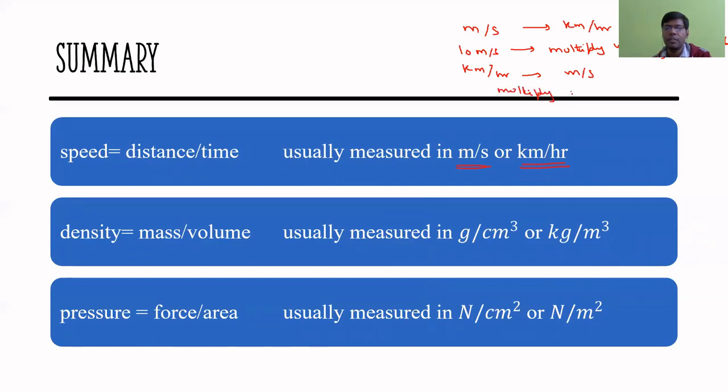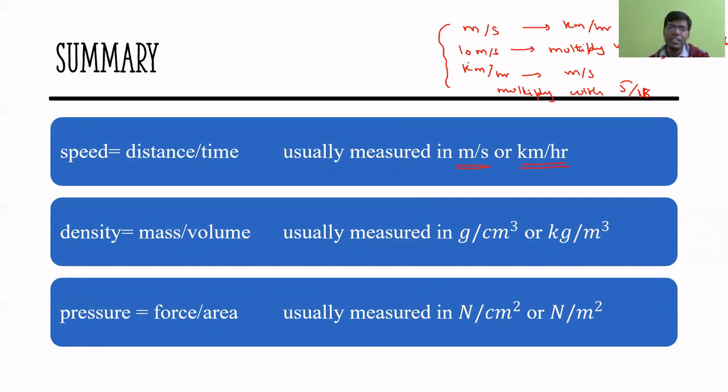then multiply with 5 by 18. So this will convert the kilometer per hour to meter per second. Of course, you can use this only in some objective type of questions. Don't use it in your subjective type of paper, because they'll ask how you got this 18 by 5.